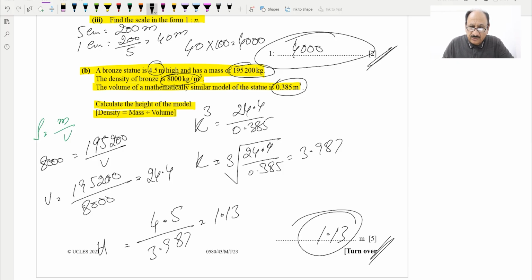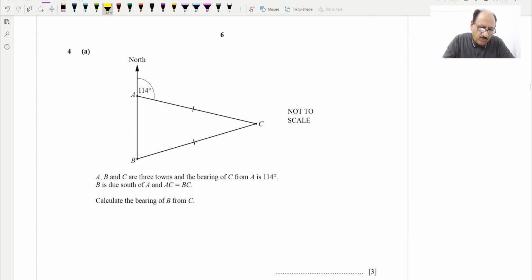Hopefully you understand this. Now here comes question number 4. A part diagram is provided which is not to scale. A, B and C are 3 towns. Bearing of C from A is 114 degrees. B is due south of A. So this is north south. This one is north, so south will be downward direction. They are saying AC is equal to AB, and they have indicated that one.